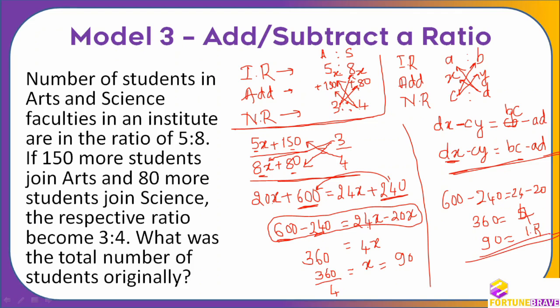What was the total number of students originally? That is what we now need to solve. 1 ratio is equal to 90. 1 ratio is equal to 90 means there are how many ratios here? 13 ratios. 90 into 13. So 90 into 13 is equal to how much? 1170. 1170 is your answer.